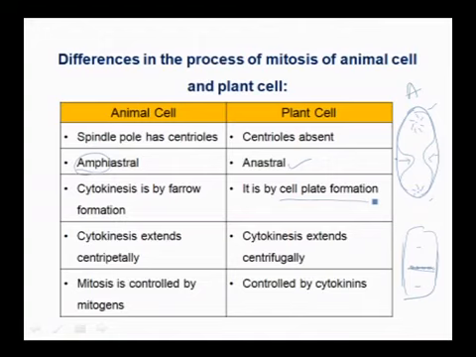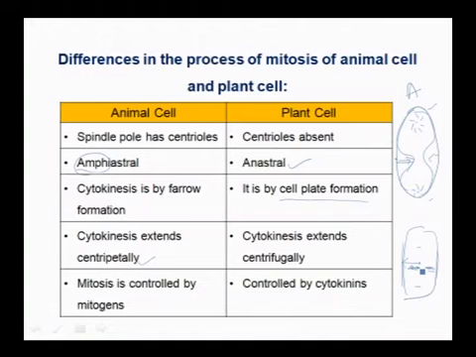Next comes the direction of cytokinesis. The position is indicated. Here cytokinesis extends centripetally, whereas in plant cell it occurs centrifugally. It clearly indicates that centripetally means from the periphery to the center. So, therefore, it is centripetal. Whereas in plant cell, it starts from the center and moves towards the periphery. Therefore, it is centrifugal.